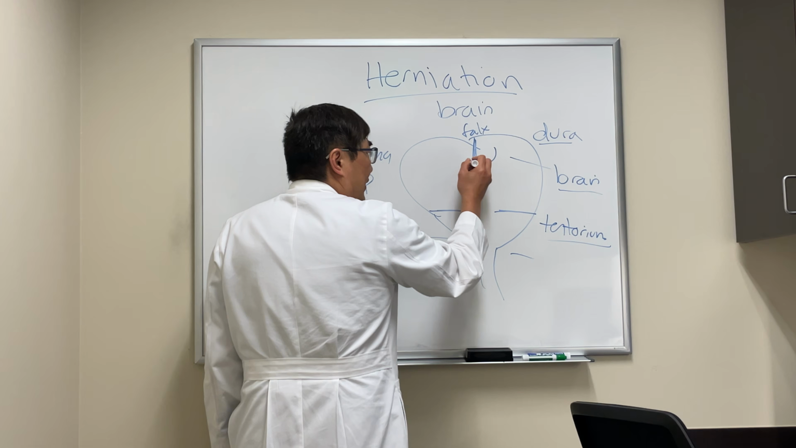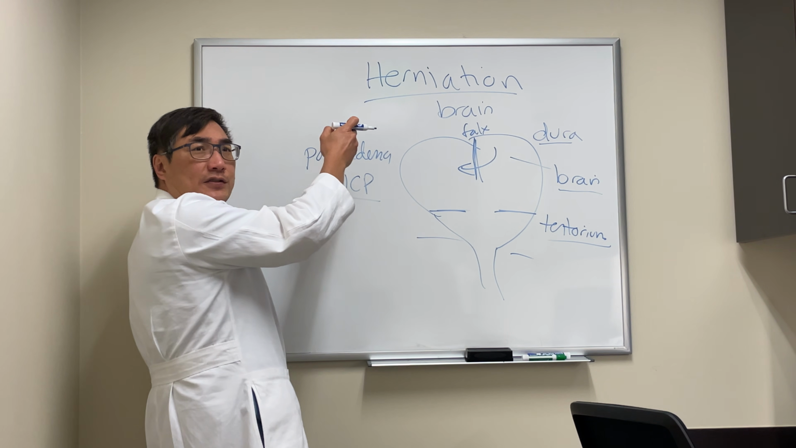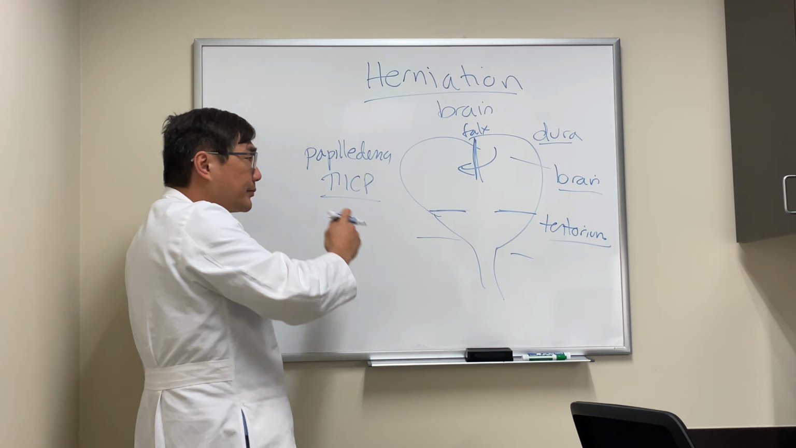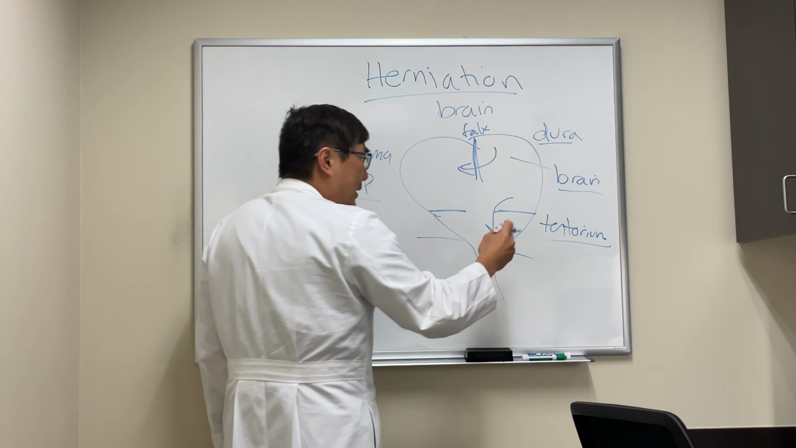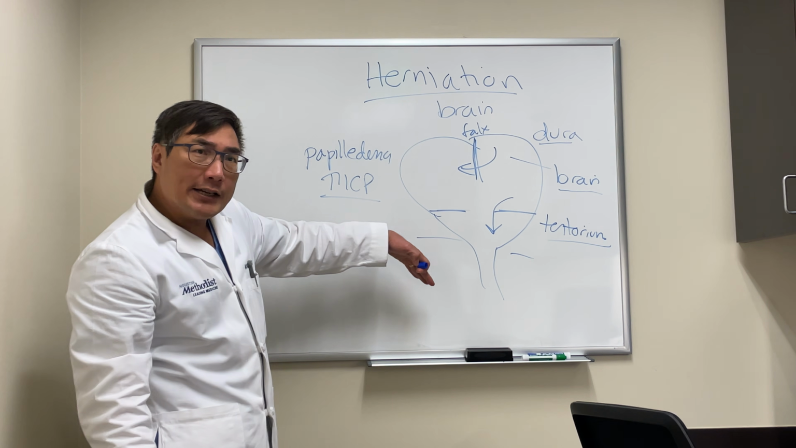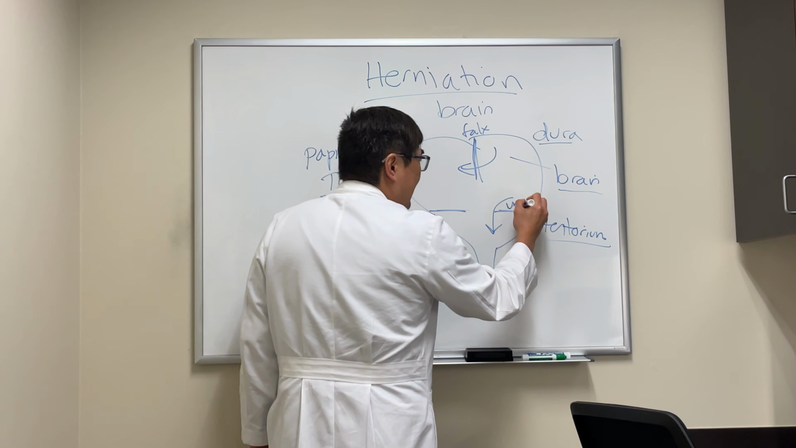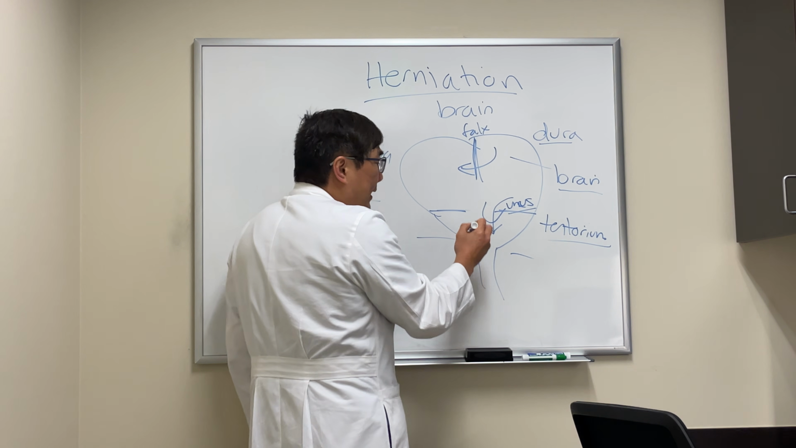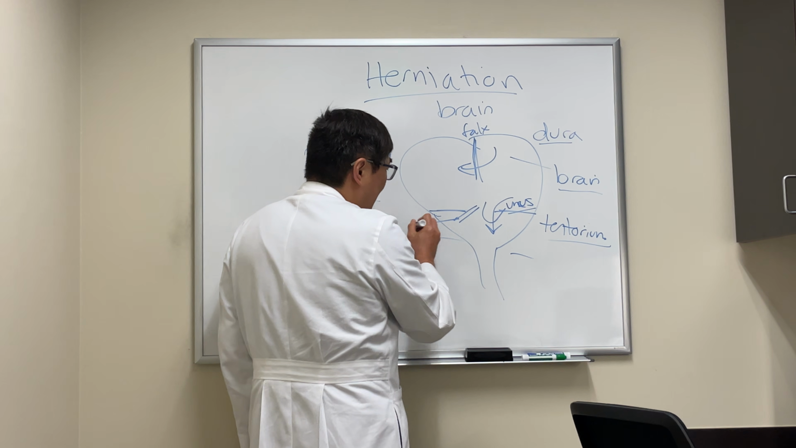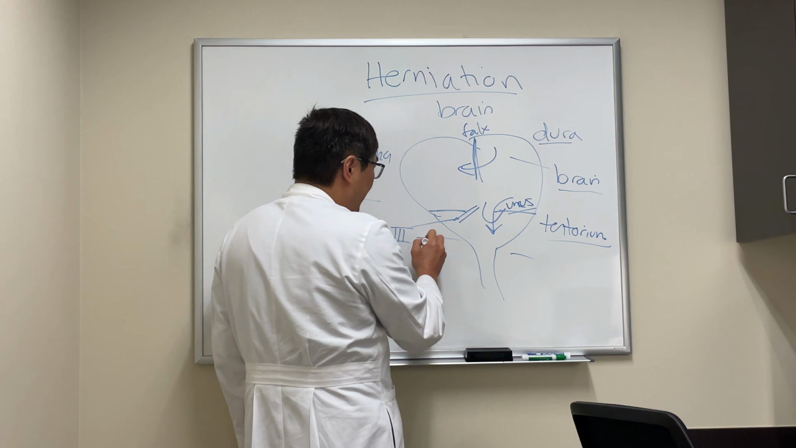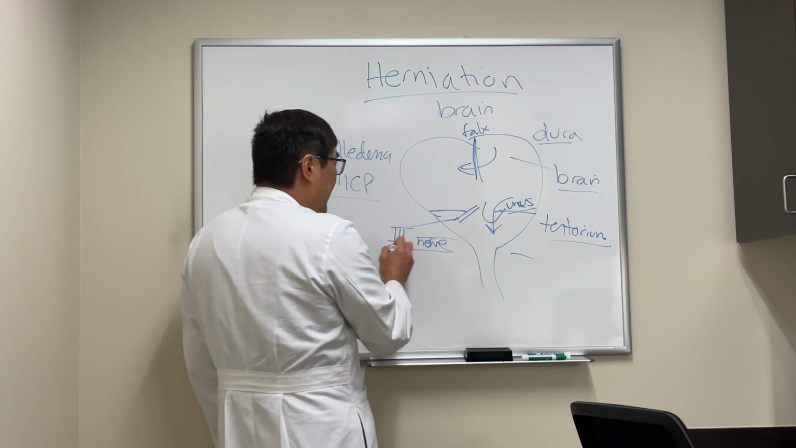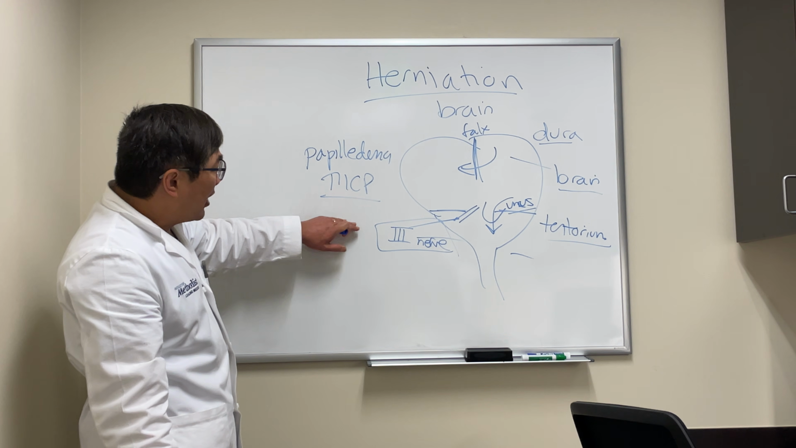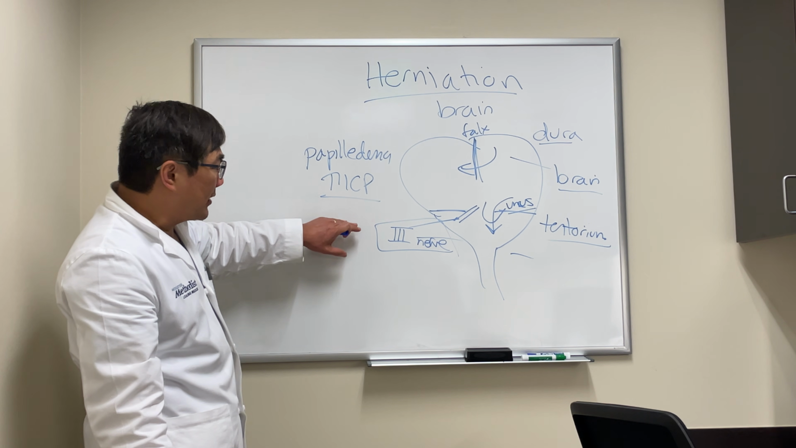So that herniation can occur transfalcine, which will cause mass effect shift of the brain, or it can be transtentorial herniation, and the thing that's going to herniate down is called the uncus. So the uncus can go down here, and the thing that's going to be compressed is the third nerve. And so for a neuro-ophthalmologist, what we're worried about is uncal herniation producing a third nerve palsy.